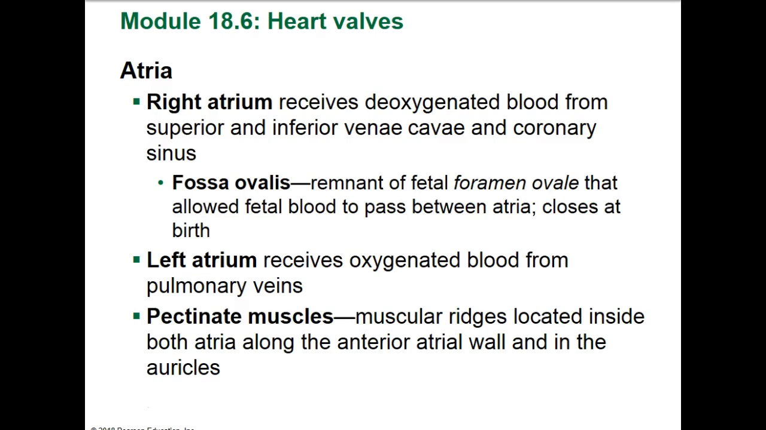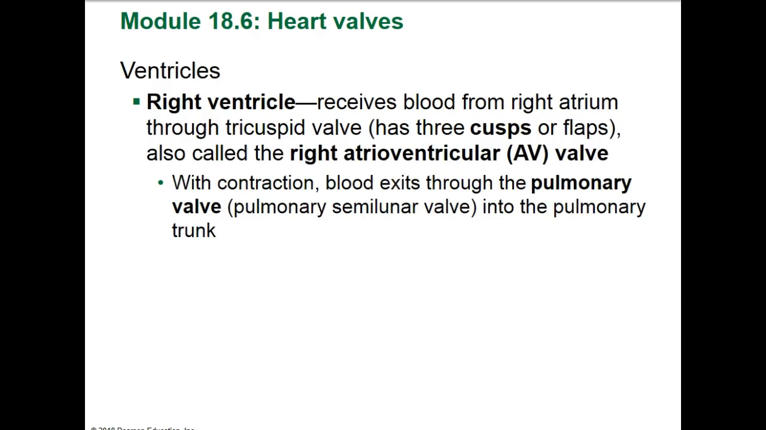The pectinate muscles are muscular ridges that are located inside both of the atria, along the anterior atrial wall and in the auricles. Remember, the auricles are those coverings of the atria that you can see in both the models as well as the actual pig heart.